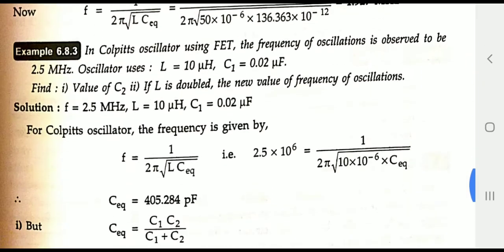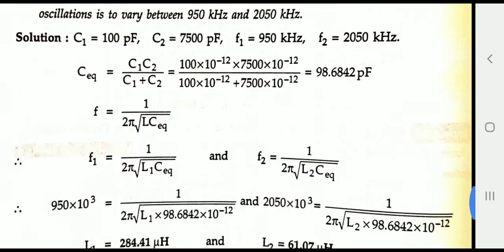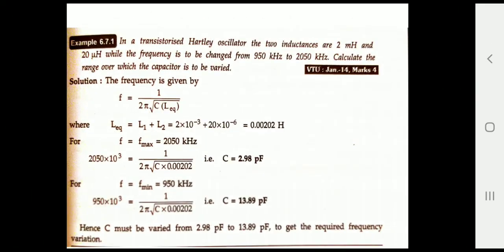Similarly, another two problems based on Colpitts are solved here, and there is one problem solved based on the Hartley oscillator. In the Hartley oscillator, just the inductance values are given, 2 millihenry and 20 microhenry. They ask you to calculate the range over which the capacitor is to be varied. The given frequencies are 950 kilohertz and 2050 kilohertz.